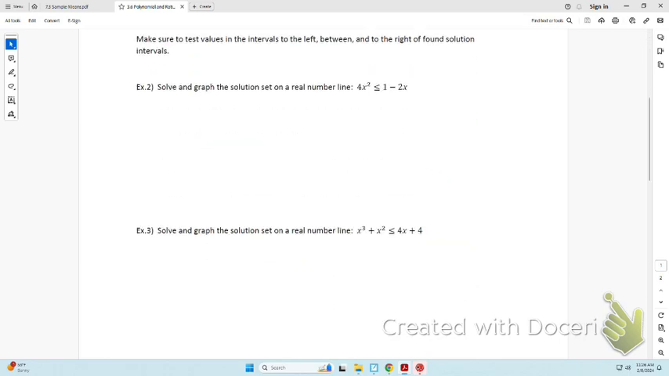Same exact process. Solve it like you usually would if it was an equal sign, and put it on a number line, and then test values in between. So I'm going to get everything to the left with the x squared. And you could try and factor this one. I tried earlier and it does not factor. For example, 4 times negative 1 is negative 4. There are not 2 numbers that multiply to negative 4 and add to 2. So let's do quadratic formula.